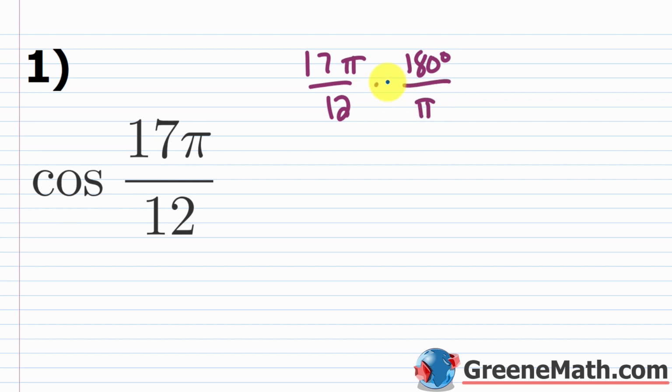And then I'm just going to cancel this pi with this pi. 180 divided by 12 is 15. And 15 times 17 is going to be 255. So this would be equal to 255 degrees. So now that it's in degree mode, you can easily break this up.